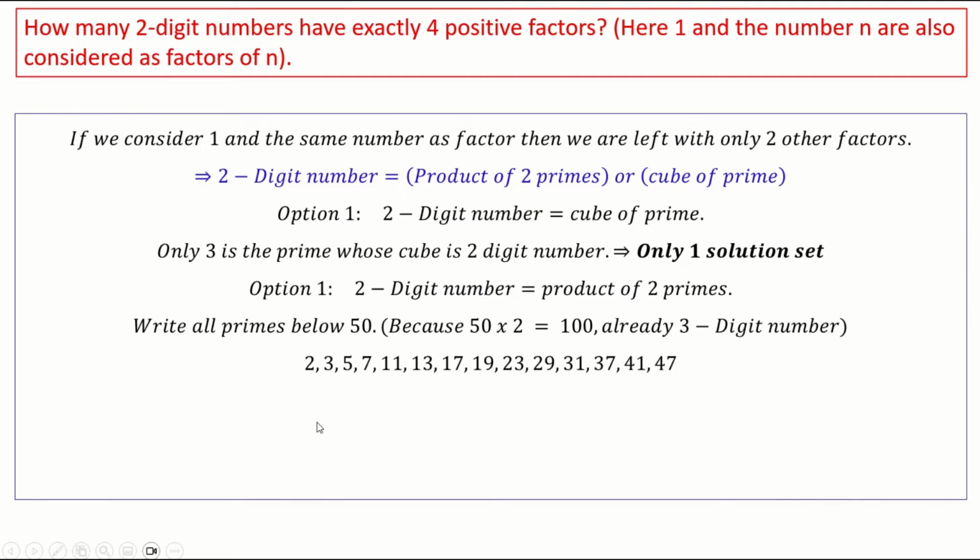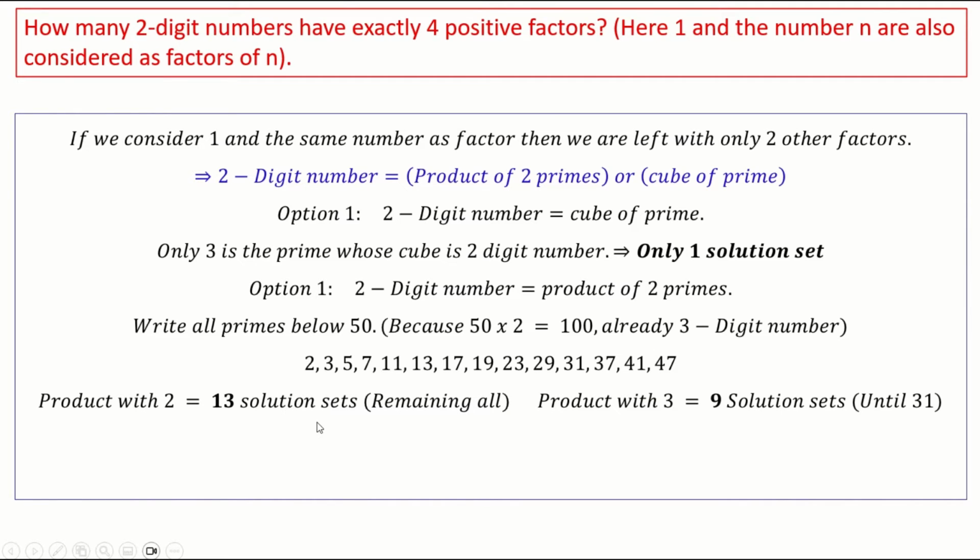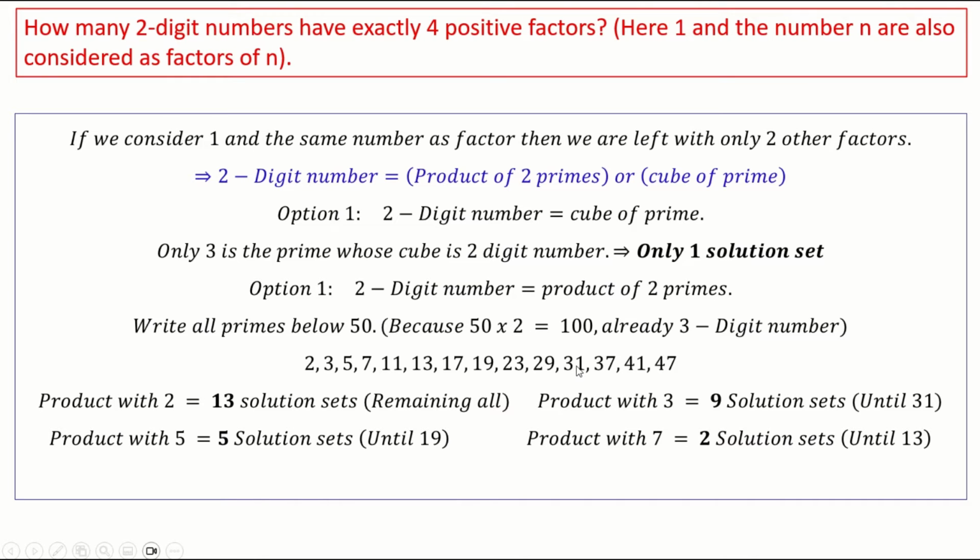Out of that, you don't require all of them. Okay. Product with 2 equals 13 solution sets basically. The remaining all product with 3, 9 solution sets. That means with the 2, you can have up to 47. All 13 are possible. Okay. With product 3, you can have up to 31. That means it is 1, 2, 3, 4, 5, 6, 7, 8, 9. That's it.